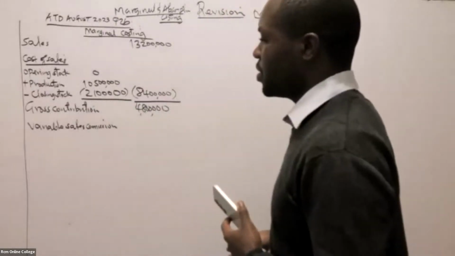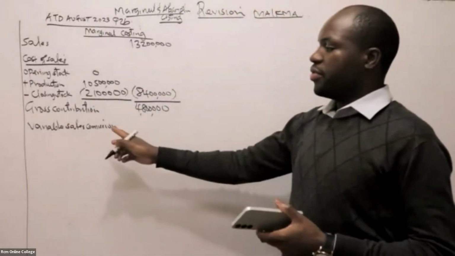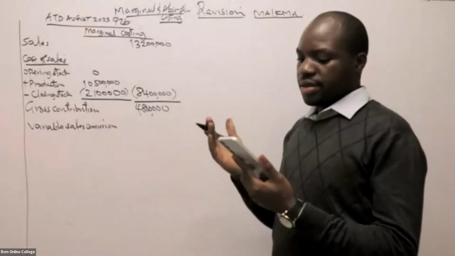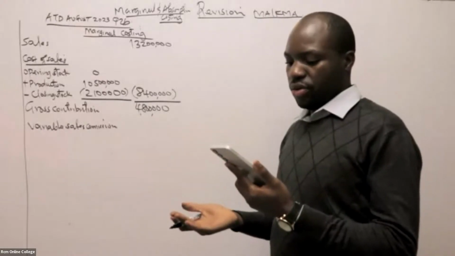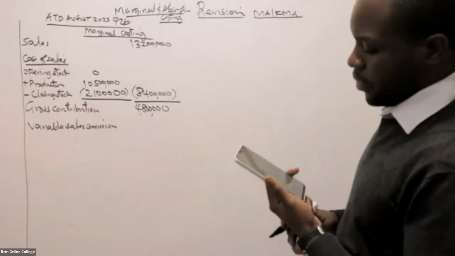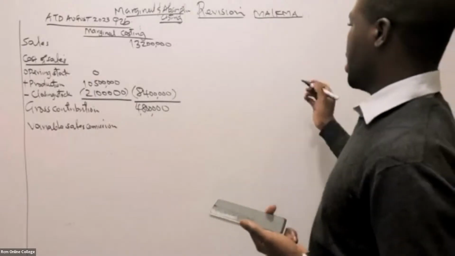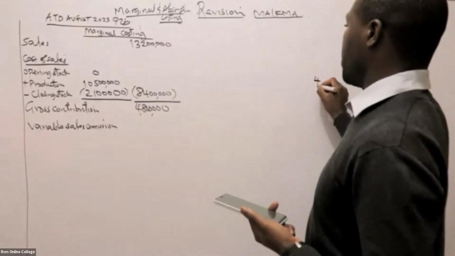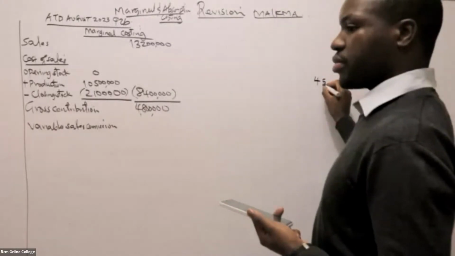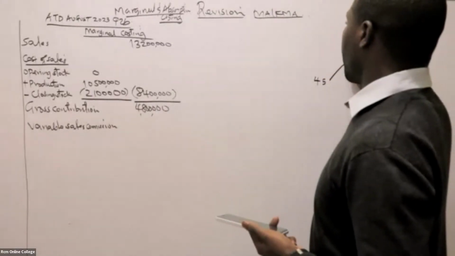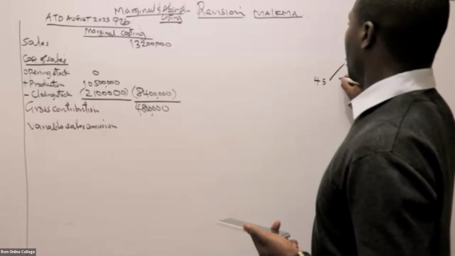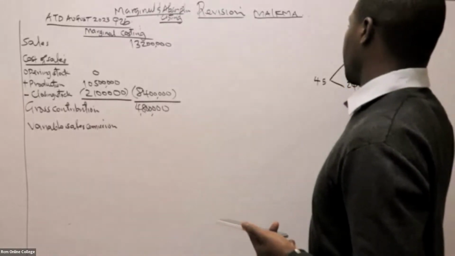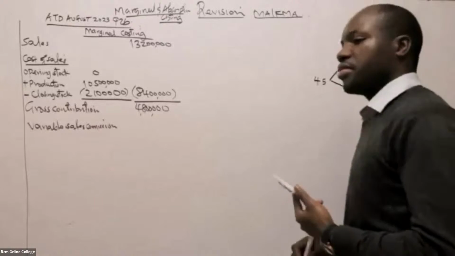Maybe in your exams, you will not be given variable sales commission as a lump sum figure in that order. What if the variable sales commission in your exams is equal to 45 shillings per unit? Will I multiply it by 30,000 or multiply it by 24,000? Somebody to advise me here.